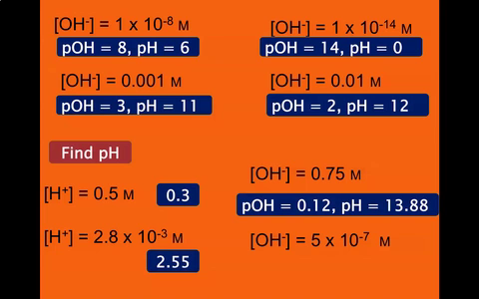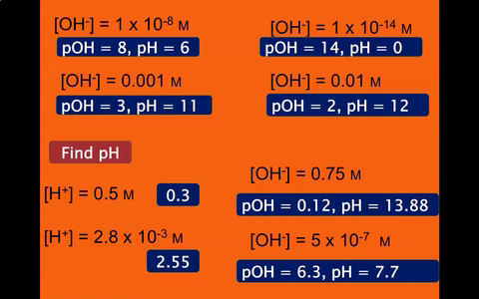On the last one, we get 5 times 10 to the negative 7th. We're going to take the negative log and subtract from 14 because it's the hydroxide concentration. Negative log gives us 6.3, and then subtract from 14 to get our answer, which is 7.7.